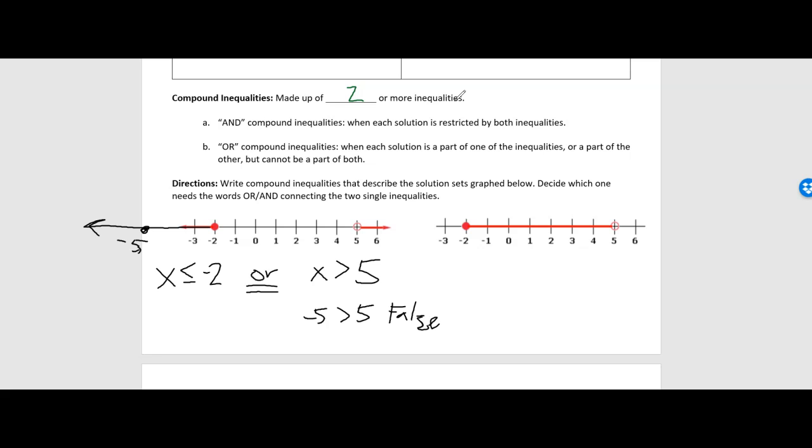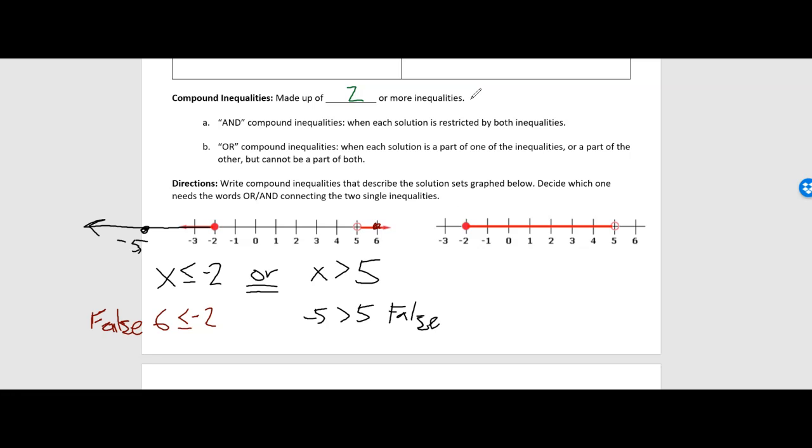Same thing if I picked a number up here like 6, right? Well, 6 is not less than or equal to negative 2, right? This is also false. So when you have or inequalities, your solutions can only be a part of one of the inequalities. A number can either be less than or equal to negative 2, or it's going to be greater than 5. But no number is going to fit both of these. No number is less than or equal to negative 2 and greater than 5.